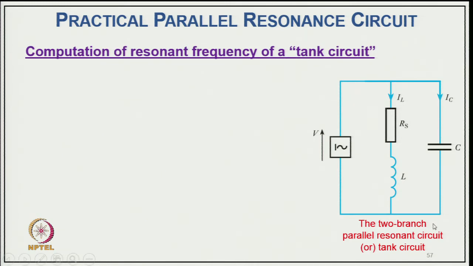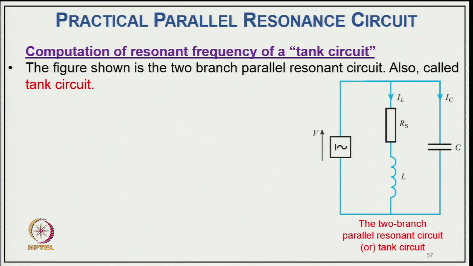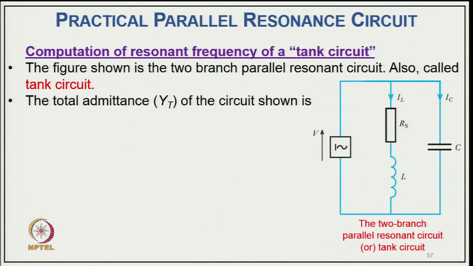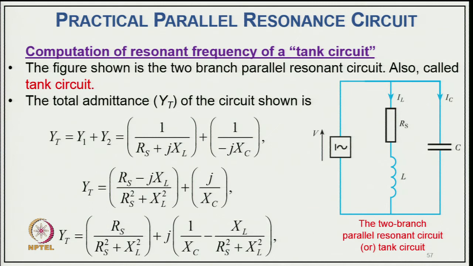So, computation of resonance frequency of a tank circuit. The figure shown is the two-branch parallel resonance circuit, also called the tank circuit, and the total admittance Y_T of the circuit shown here is Y_T equal to Y1 plus Y2, equal to 1 upon R_s plus jX_L, plus 1 upon minus jX_C. Or Y_T equal to R_s minus jX_L divided by R_s square plus X_L square, plus j upon X_C, and taking Y_T again, R_s upon R_s square plus X_L square, plus j in bracket 1 upon X_C minus X_L upon R_s square plus X_L square.